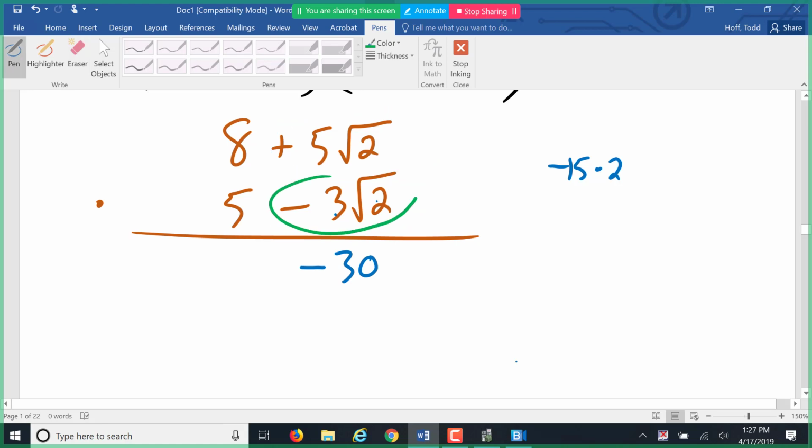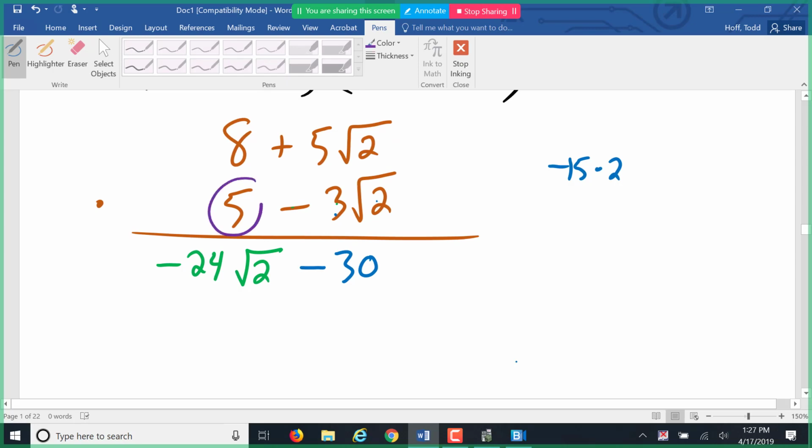Next, I take that negative 3 square roots of 2 times the 8. Negative 3 times 8 is negative 24 square roots of 2. So now I've combined the negative 3 square roots of 2 with every digit in that top number.